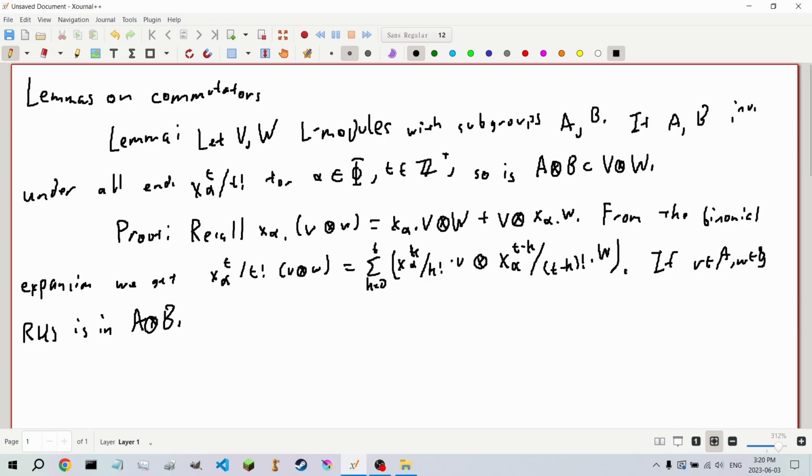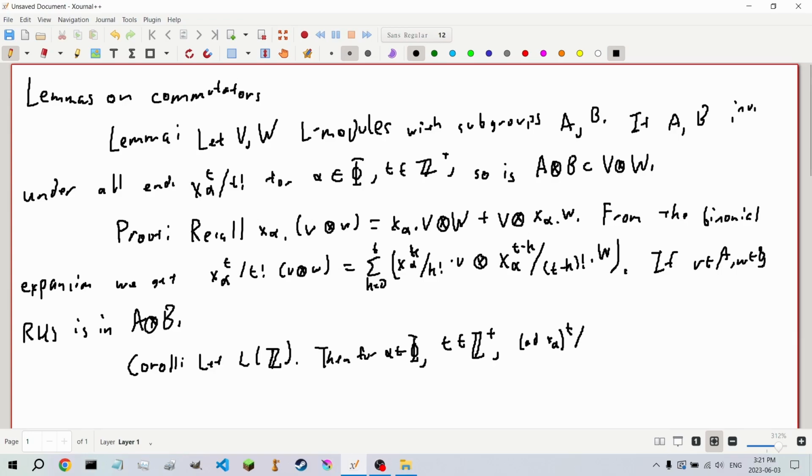Alright, this comes with a corollary. We're going to let L_Z, recall this is the integer span of the Chevalley basis chosen for L. And then for a root alpha, and a positive integer t, the adjoint of x alpha to the t over t factorial leaves L_Z tensored with itself enough times invariant. And this is immediate from our previous lemma.